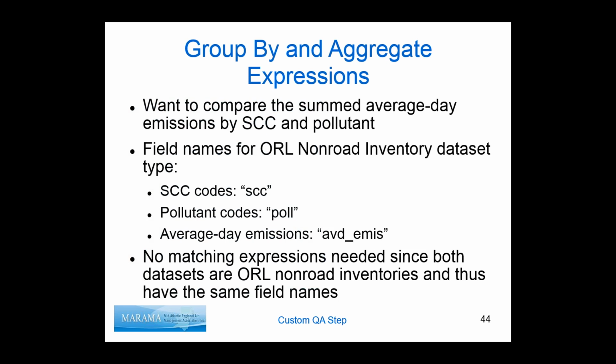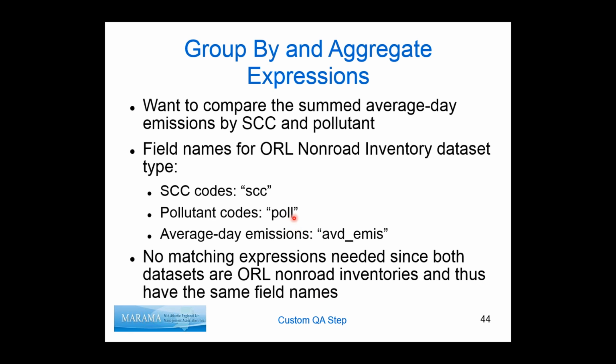So now we have to talk about the group by and aggregate expressions. So we know that we want to compare the summed emissions by SCC and pollutant. And I think I misspoke earlier. I think I said annual emissions. These are monthly inventories, so we're actually going to be comparing average day emissions. So we're going to compare the summed average day emissions by SCC and pollutant.